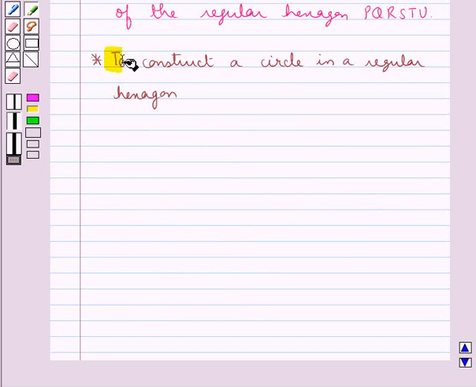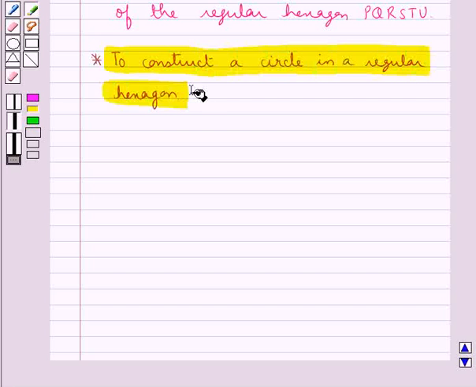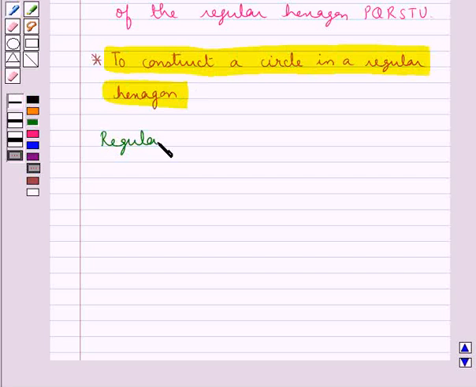Now, next we will see how to construct a circle in a regular hexagon. Suppose we are given a regular hexagon of side 3.5 cm, and we need to construct a circle in this regular hexagon. Now, since we have to construct a circle in the regular hexagon, for this we need the incenter, and we know that the incenter is the point of intersection of the angle bisectors of the angles of the regular hexagon. So we would follow certain steps of construction.